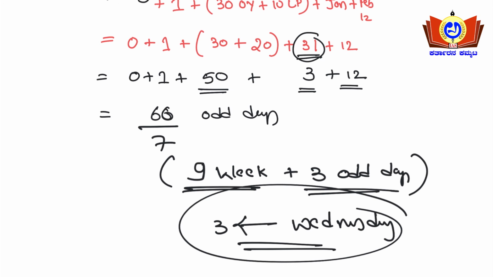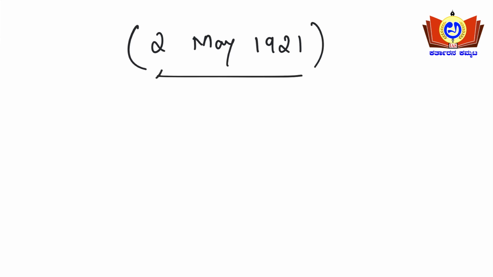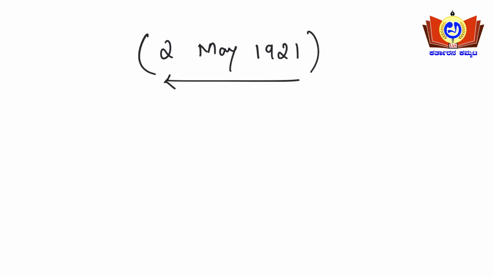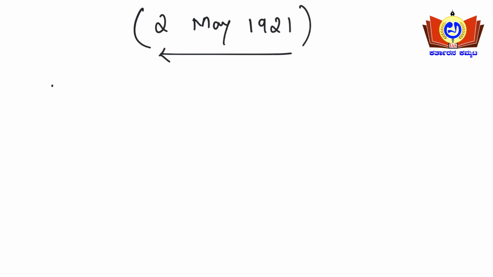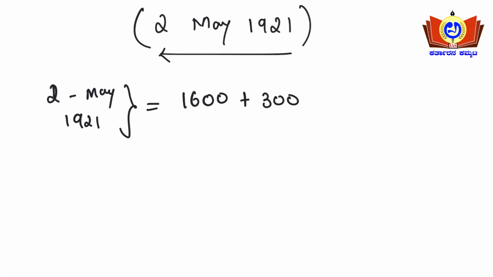Okay, so if the question asks which day of the week was 2nd May 1921. Okay, from the right side you should be coming to 1921. So how can this 1921 be written? So 2nd May 1921, this can be written as 1600 plus 300. 16 plus 3 is 19, so 1900 we got here.